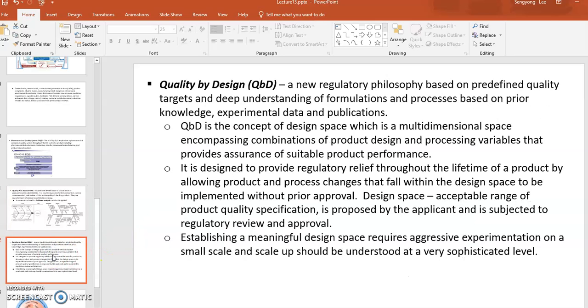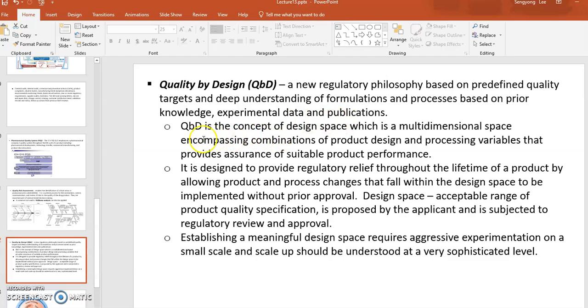And another concept called quality by design is also important. That's used a lot these days. A new regulatory philosophy. It's a philosophy based on predefined quality targets and deep understanding of formulations and processes based on prior knowledge, experimental data, and publication. So, which means the prior knowledge and the experiences will help you to design this. Okay, and your process, your product, manufacturing parameters, all those things. Okay, so it's kind of pre-planned quality control method or philosophy.